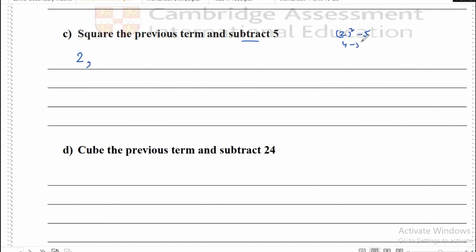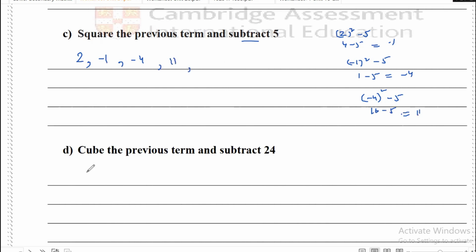So 4 minus 5 is equal to minus 1, and then apply the same rule on minus 1: take the square and then minus 5. So 1 minus 5 gives me minus 4, and then apply on minus 4: square and minus 5, that means 16 minus 5, which is equal to 11. And in this way you can find the next terms as well.